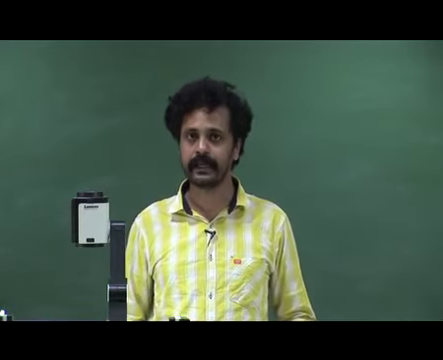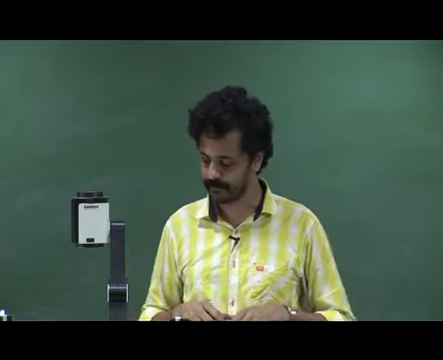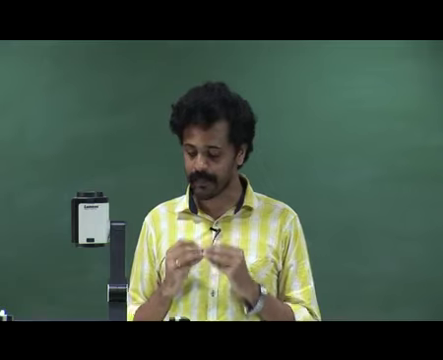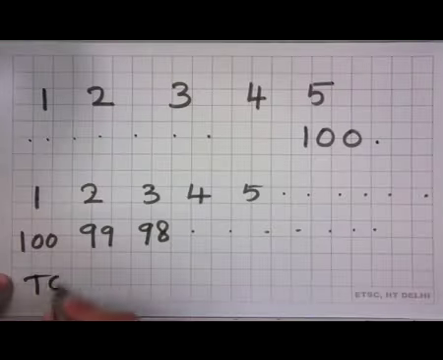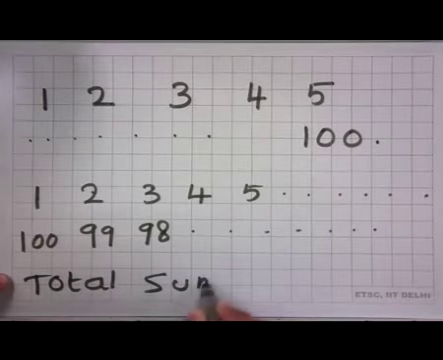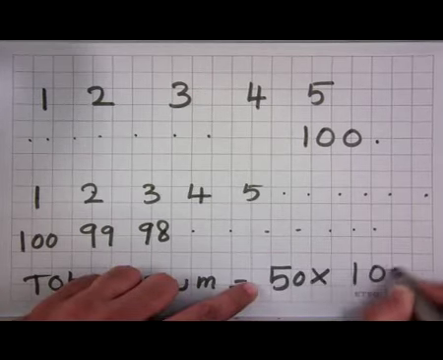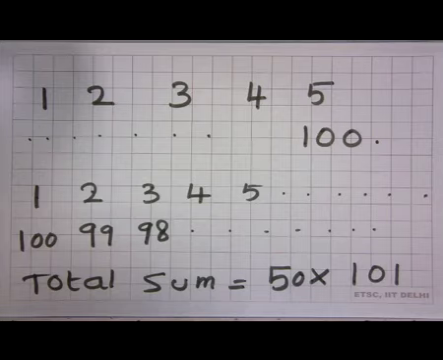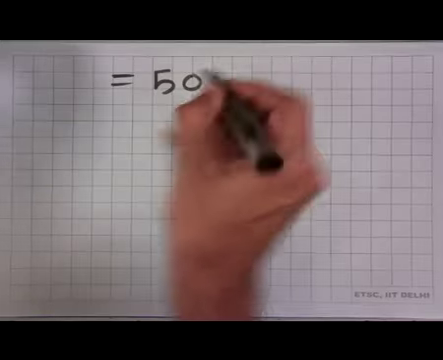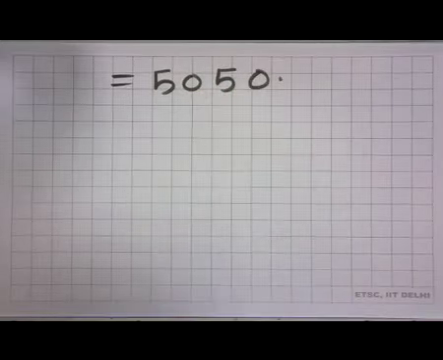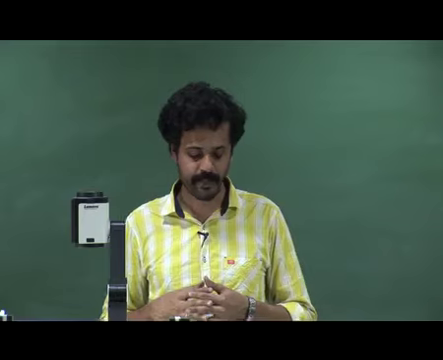How many pairs are there? Recall, there are 100 numbers, so there are 50 pairs. And each pair sums to 101. So, the total sum will be 50 pairs with each pair summing to 101. So, it is 50 into 101, which is 5050. This is how Gauss could compute the sum of the first 100 natural numbers in a matter of seconds.